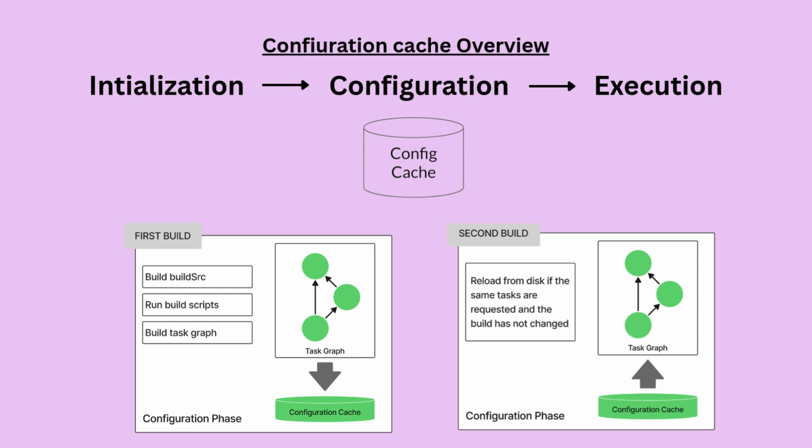Then on a subsequent build as shown on the right, if the requested tasks are the same and no changes have been made to inputs, Gradle skips configuration entirely and reloads the task graph directly from the cache. This significantly reduces build time by avoiding redundant configuration work. So in short, configuration cache helps Gradle remember what it did before and reuse it efficiently when nothing has changed.